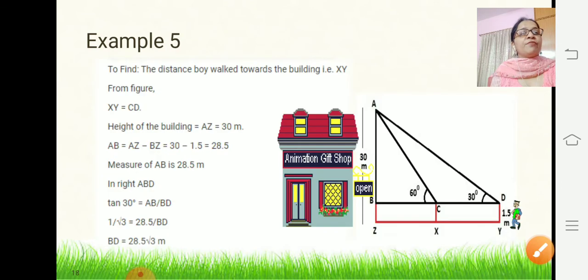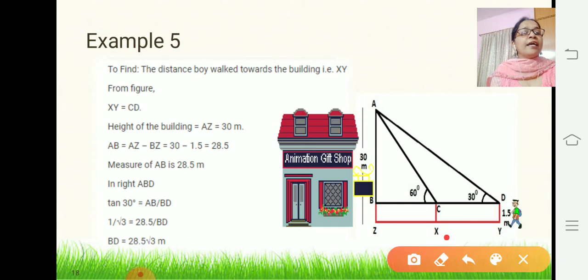So this is the figure. Let us see how to solve this. We have to find out the distance the boy covered towards the building. So we do not need ZY, we need to calculate XY, the distance the boy has travelled towards the building. He has not travelled up to point B. He has travelled only up to point C or point X.